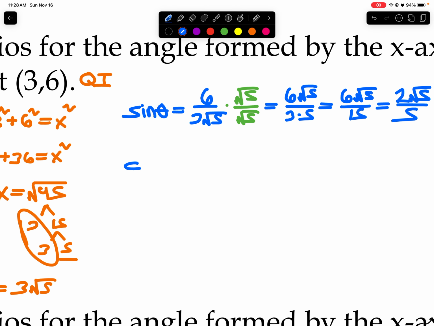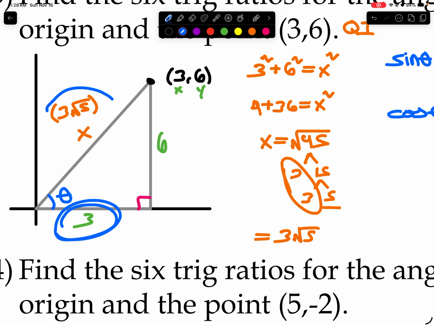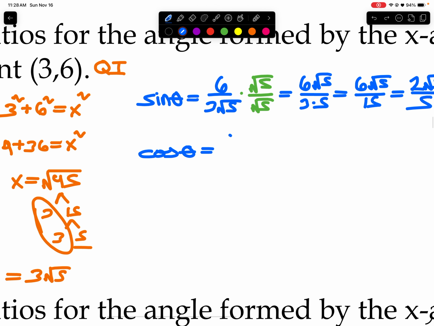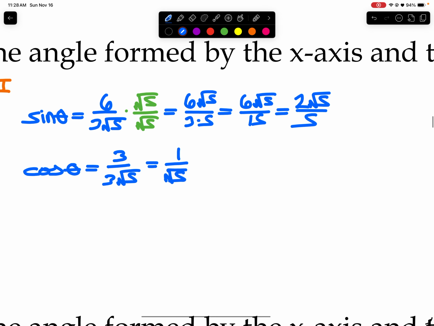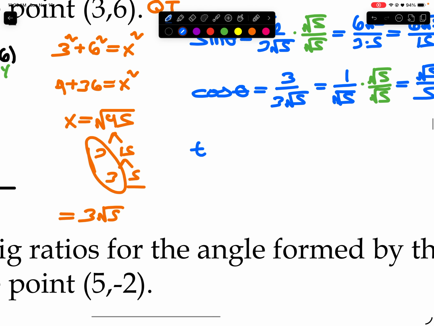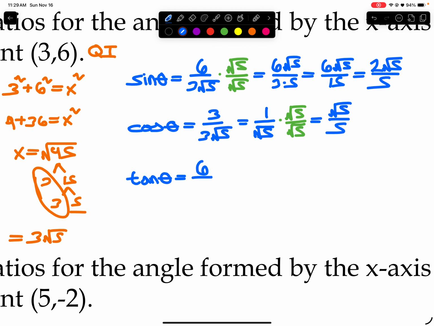Now for cosine theta, I want the adjacent over the hypotenuse. So that's going to be 3 over 3 root 5. I'm going to simplify first, so my 3's simplify and I'm left with 1 over the square root of 5. And then I'm going to rationalize, so I multiply by root 5 over root 5. When you simplify, we're going to have root 5 over 5. Now for tangent theta, I want the opposite over the adjacent. So opposite, which is 6, over the adjacent, which is 3. So we have 6 over 3, which just simplifies to 2, which isn't that nice.